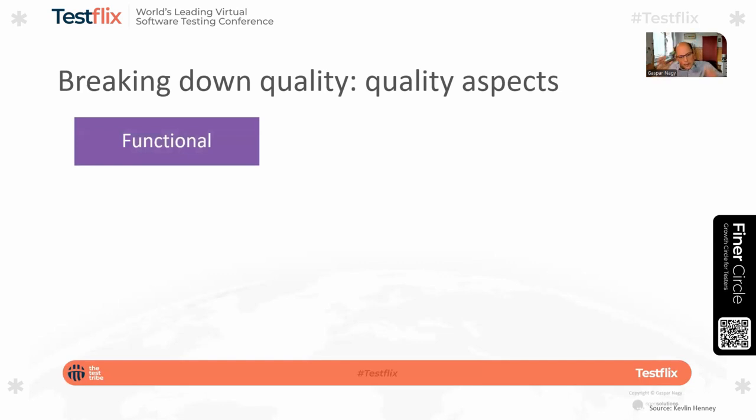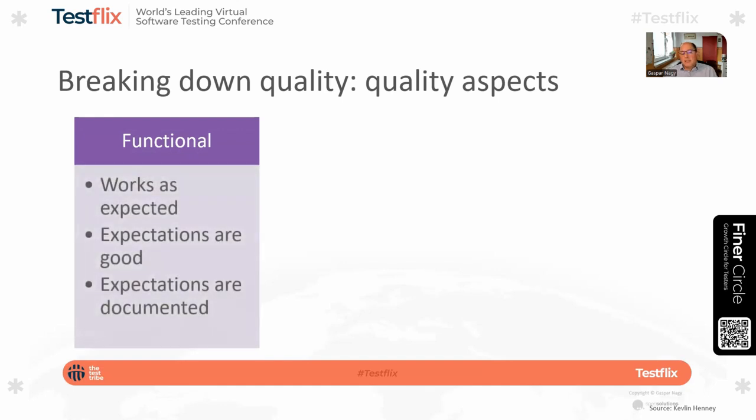The first category, or the first main quality aspect, is the functional quality. I think this is what we know the best anyway. To define what functional quality is, we could say that functional quality is basically that the tool, the software, is working as expected. But what I would like to add to that is also very important that these expectations should be good and sensible, and also that these expectations should somehow be documented.